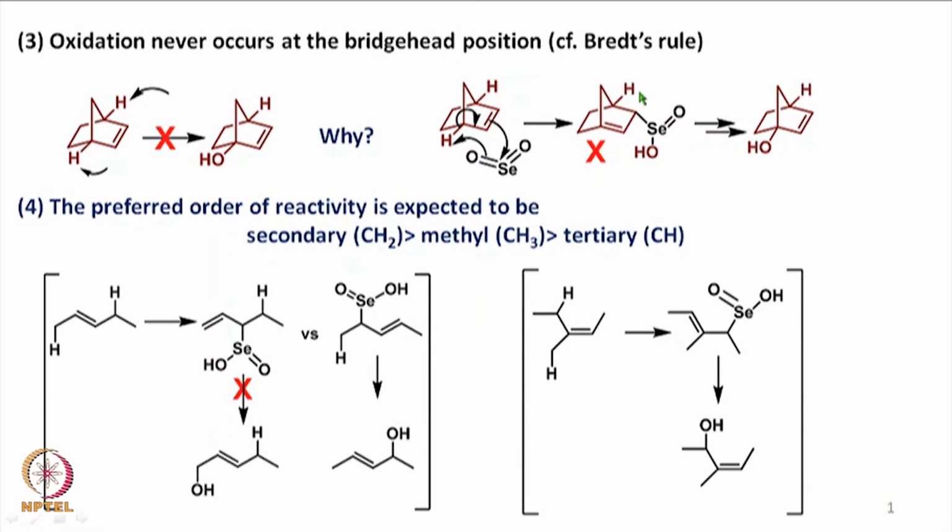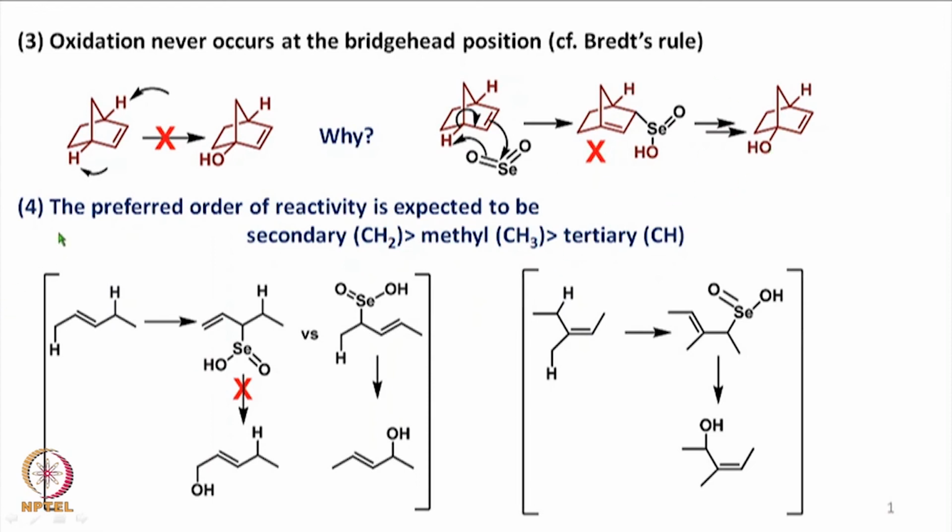But because the intermediate that is formed has a double bond at the bridgehead position, which according to the Bredt's rule is not allowed, the oxidation never gives this type of allylic hydroxy group where there is a hydroxy group at the bridgehead position.